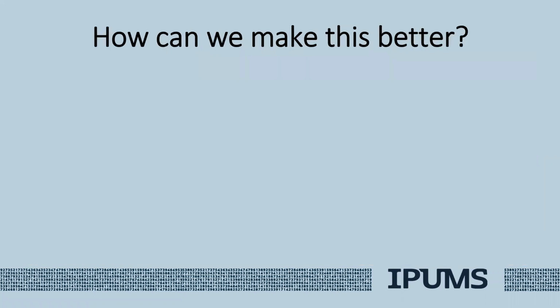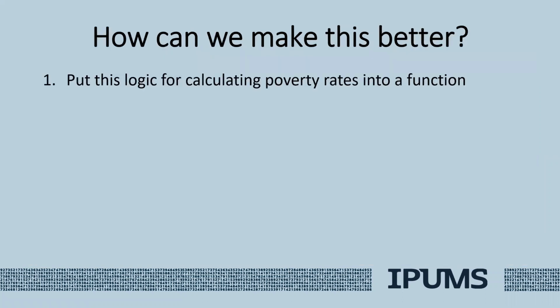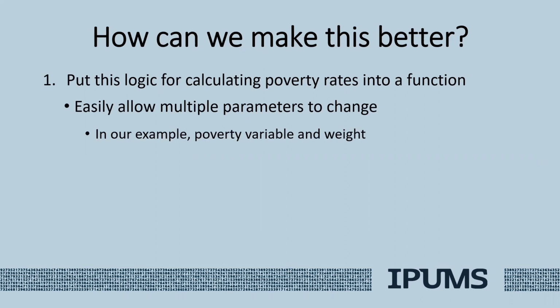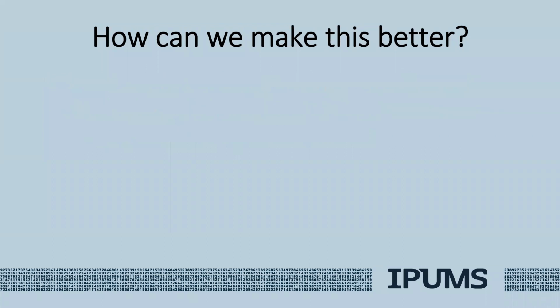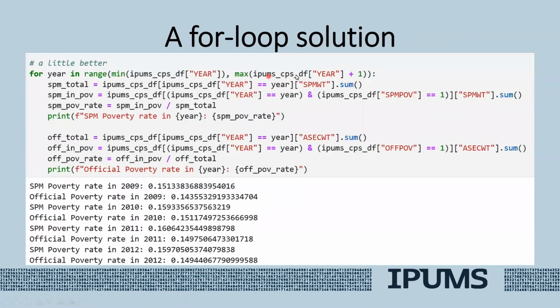So how can we make this even better? We could put that logic for calculating poverty rates into a function. Doing this allows us to change multiple parameters at once, as opposed to that for loop where, let's back up here, really the only thing that we're changing with each iteration is that year value. But we have a couple other things which do change within this block, specifically the poverty indicator and the weight variable.